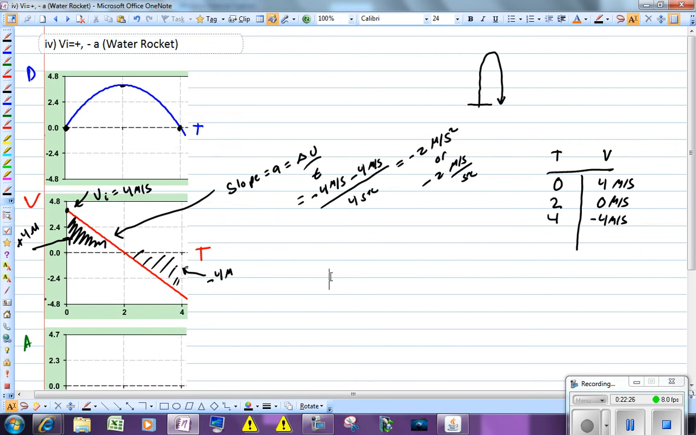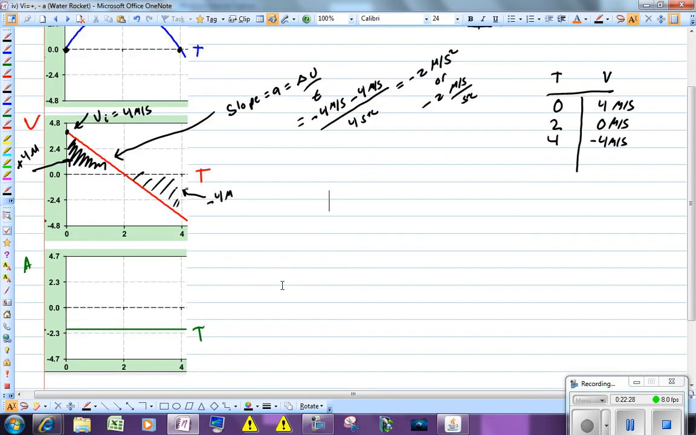This is a theme, but by now you see a constant acceleration represented by a horizontal line on the acceleration versus time graph. In this case, again, a value of minus 2 meters per second squared.